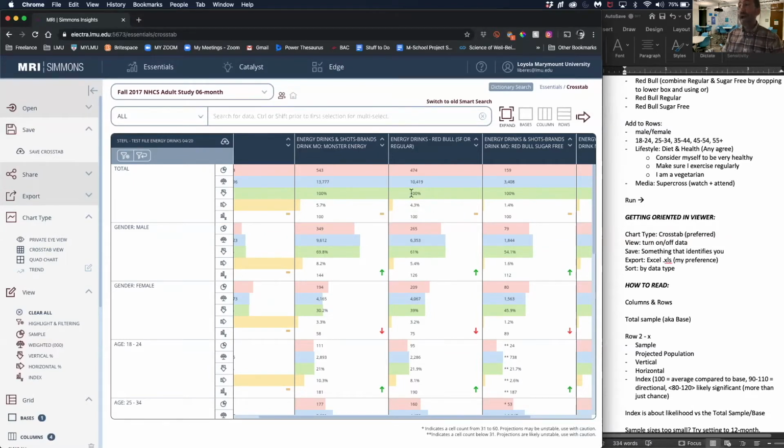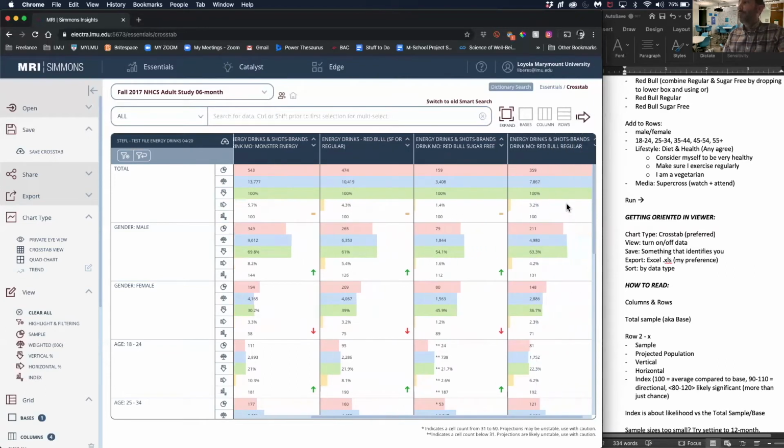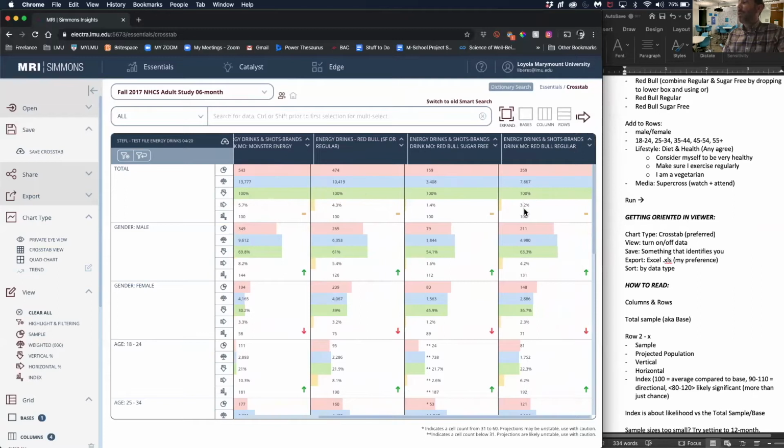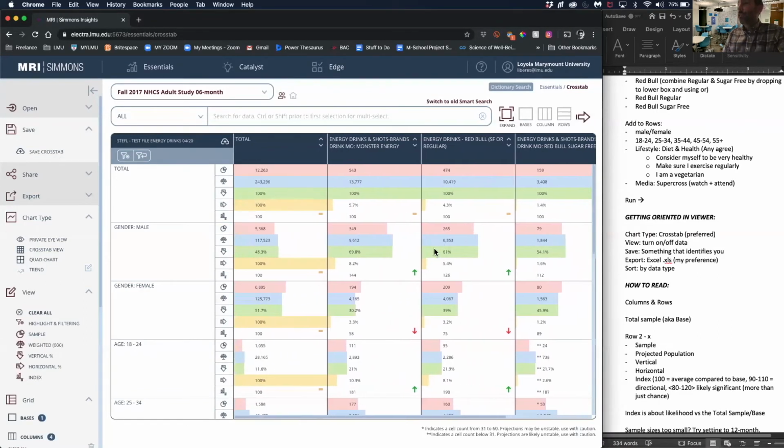Red Bull actually has a lower market penetration. That might be a surprise to some of you, at least it is to me, because I think Red Bull has a stronger brand perception in my mind, but it has more than a full point lower household penetration. If you look here, Red Bull Regular has a much larger share of the market than Red Bull Sugar Free. That's probably not a big surprise. So let's read these across.